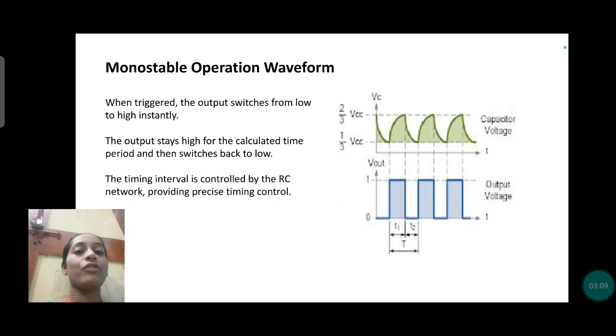Monostable operation waveform. When triggered, the output switches from low to high instantly. The output stays high for the calculated time period and then switches back to low. The timing interval is controlled by the RC network, providing precise timing control.